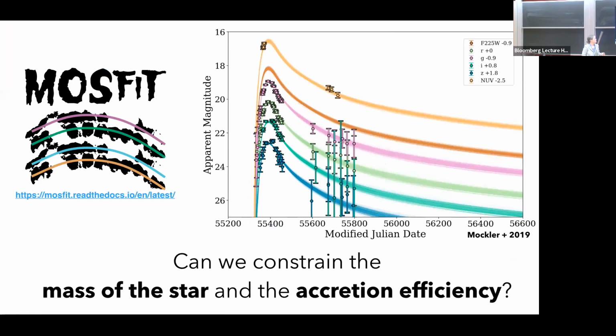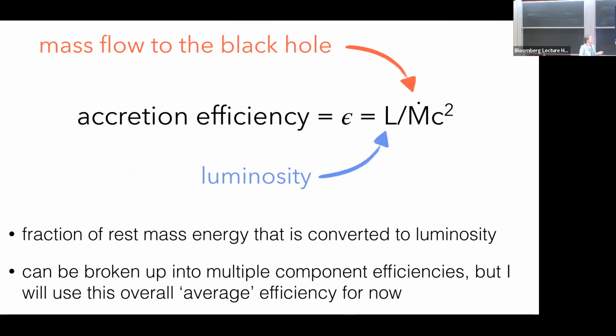So we can start to constrain the black hole mass with this variety of models, but it'd be great if we could also constrain properties like the mass of the star and the accretion efficiency. I'm going to talk about the accretion efficiency first, which is a very broad, overall efficiency: it's just the luminosity divided by Mdot c squared, so it's the fraction of rest mass energy that is converted to luminosity. It can be broken up into multiple component efficiencies, but we'll use this overall average efficiency for now.